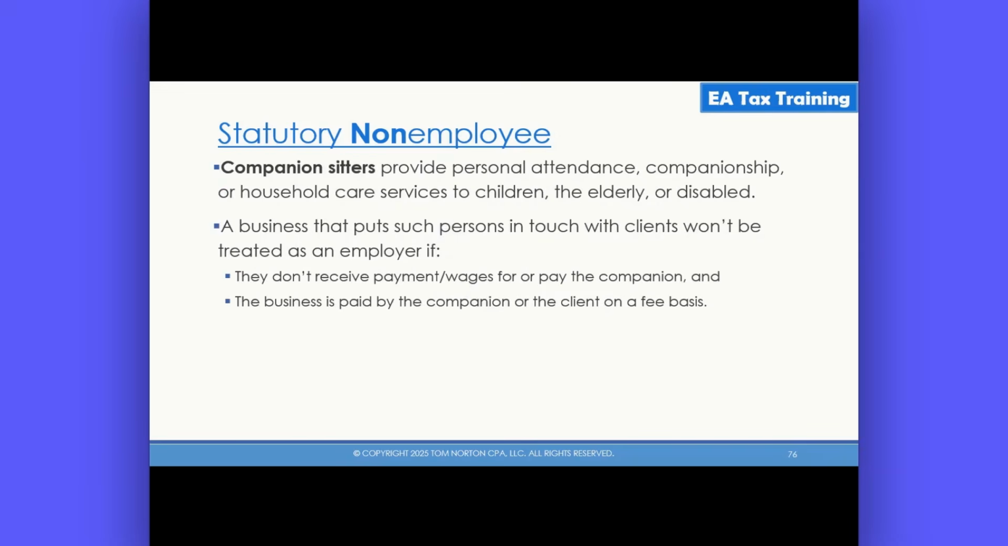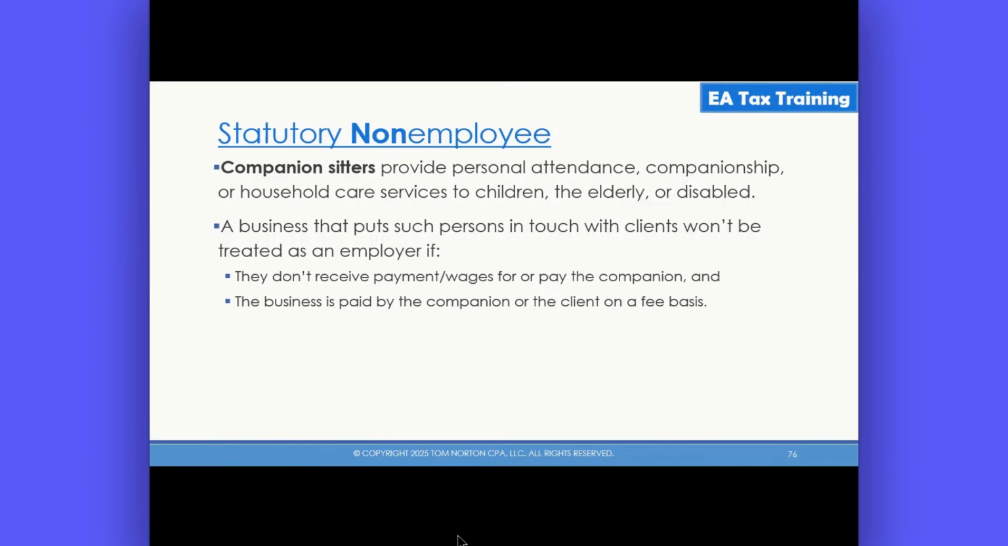For companion sitters, the rules are a little bit different. A companion sitter is someone who provides personal attendance, companionship, or household care services for children, the elderly, or the disabled. So a business that puts such persons in touch with clients will not be treated as an employer. So here we're talking about an agency, and you've got some people who need a companion sitter, and you've got some people who want to be companion sitters, and you've got this agency in between that matches them up.